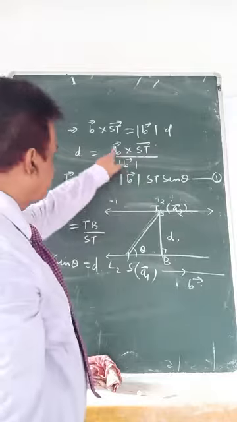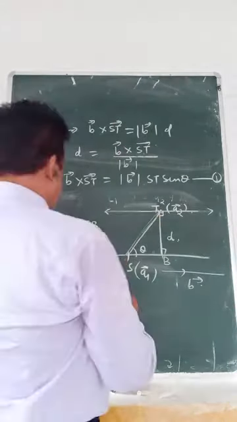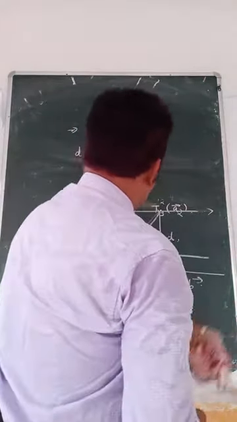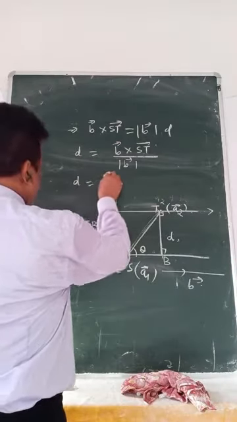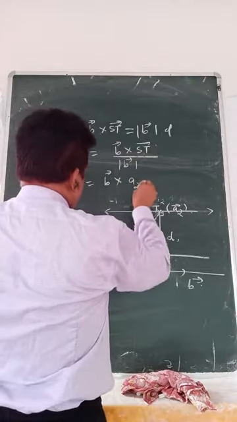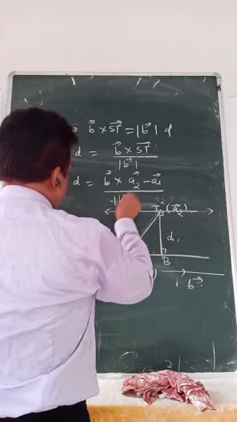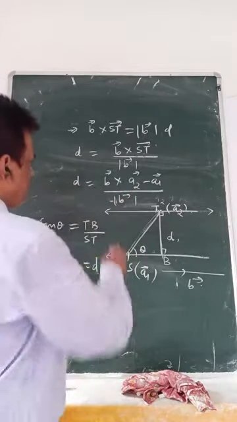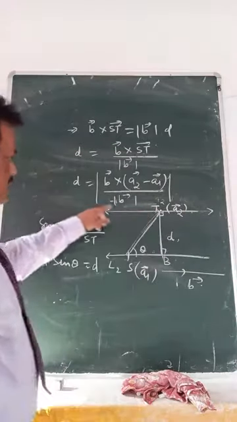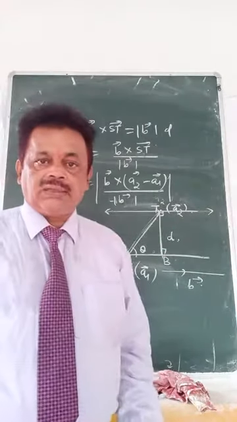This is St, that is terminal point minus initial point. So that will be B cross St is (A2 minus A1) by modulus of B, and distance cannot be negative, so it will take its magnitude. So this is the formula for distance between two parallel lines in space. Well, let's take two questions on this so we can understand.